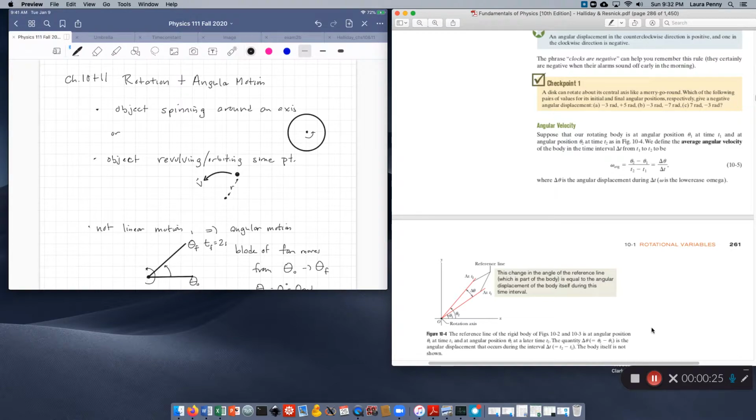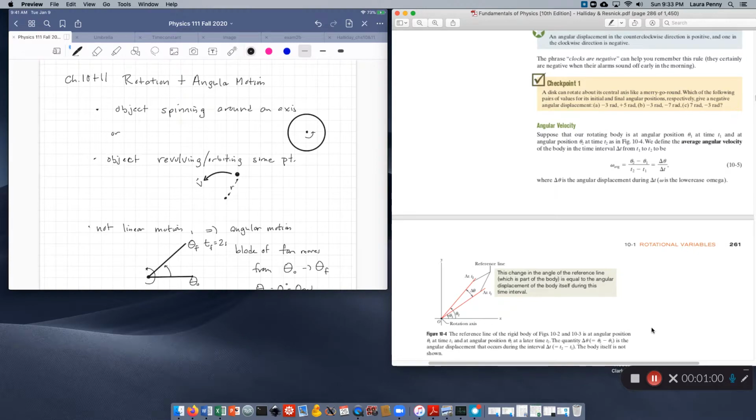So this is when we're talking about an object. We have two different situations. One, you might have an object that's spinning around an axis inside of the object itself, right? So the Earth spins around a line that goes through the North and South Pole and through the center of the Earth. A record player or a CD or a hard disk would spin around a central axis. And that's angular motion, rotational motion. It's rotating around it.